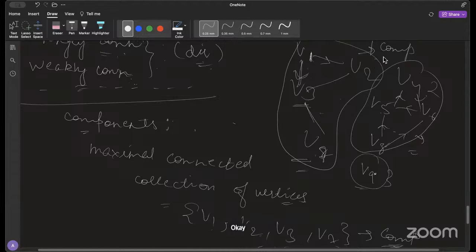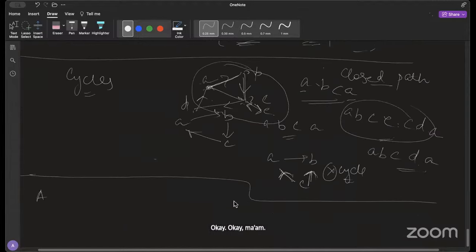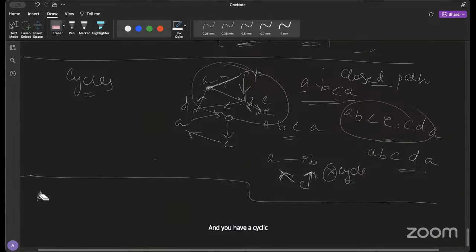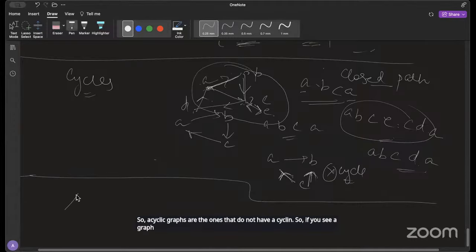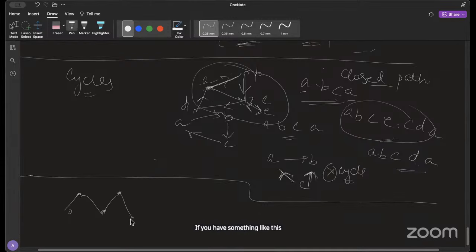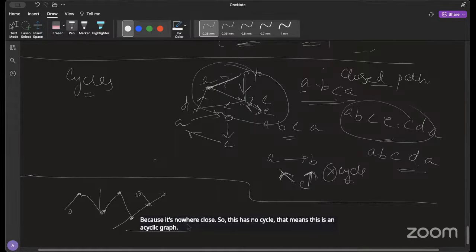Okay. And you have acyclic graphs. So acyclic graphs are the ones that do not have a cycle. If you see a graph that has no cycle, like this thing, if you have something like this, then this has no cycles, right? Because it's nowhere closed. That means this is an acyclic graph.